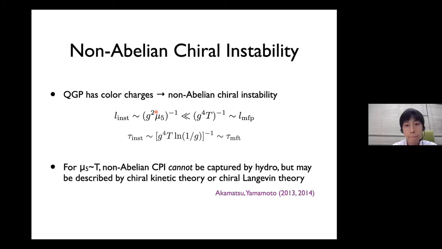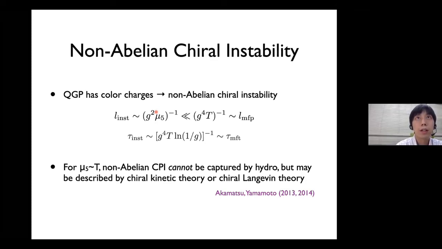Mm-hmm. Now, another question related to the physics on the slide that's currently up. Eventually there will be scatterings, right, from the collision term in your chiral transport theory. And if the rate for those, for basically changing left to right and right to left, is too high, then you will turn off the instability, right? Yeah.